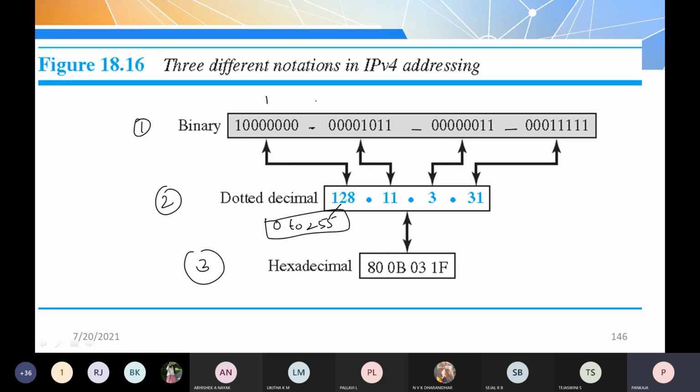How many bytes are there here? 1, 2, 3, 4 bytes. 4 into 8, so the total is a 32-bit address. Similarly in hexadecimal, you can observe how the same address is converted from binary to decimal and decimal to hexadecimal. This is the hexadecimal value of the IP address. This is a commonly used method for representing the IP address.